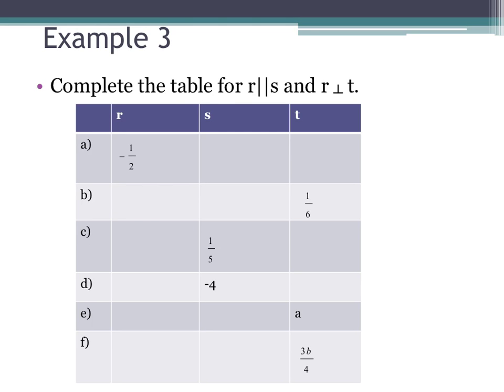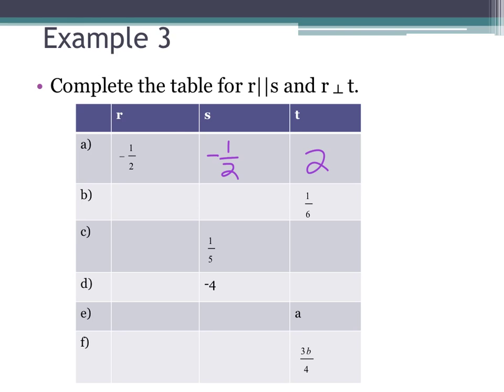All right, this one says complete the table for R is parallel to S and R is perpendicular to S. So if it's parallel, then what's true about the slope? It's the same. So if R has a slope of negative 1/2, then S has a slope of negative 1/2. And what is true if it's perpendicular? The opposite reciprocal. So I change the sign. This would now become positive, right? And I flip. So 1 over 2 becomes what when it's flipped? 2 over 1 or just 2.